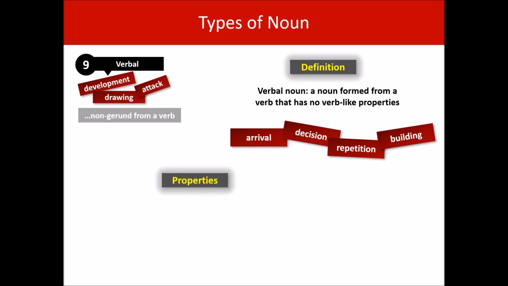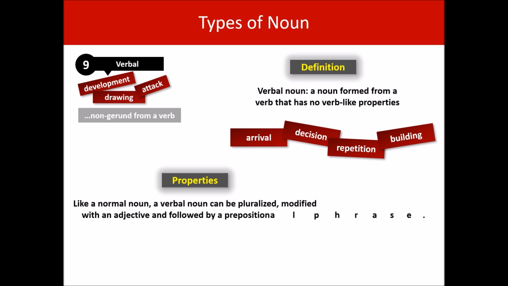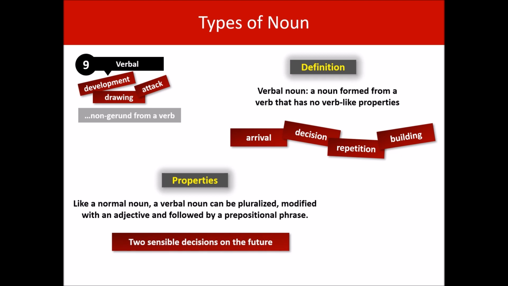Properties. Like a normal noun, a verbal noun can be pluralized. It can be modified by an adjective and followed by a prepositional phrase. So, look at this little phrase. Two sensible decisions on the future. Our verbal noun is decision, and it's been pluralized to decisions. You can't pluralize gerunds. It has been modified by an adjective, sensible. You can't modify a gerund with an adjective. And it has been followed by a prepositional phrase, on the future. You can't do that with a gerund.